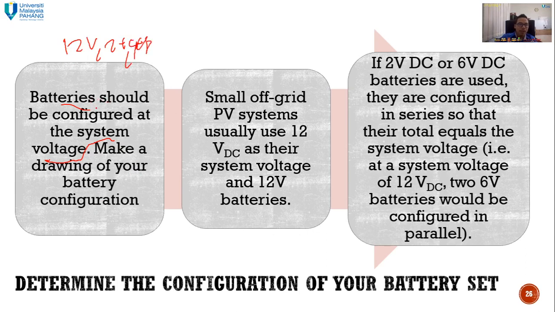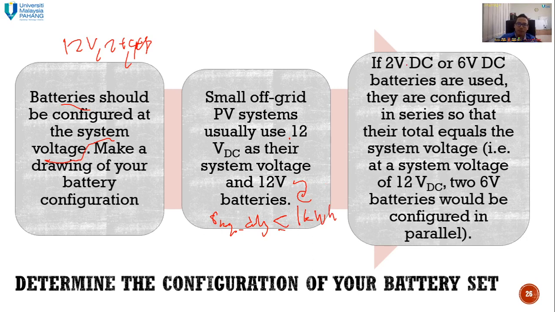It is a multiplication of 12 volt. Okay. Then a small off-grid system usually uses 12 VDC as the system voltage and 12 volt batteries, which is this one, only for a required daily load of less than 1 kilowatt hour. Okay, 1 kilowatt hour case.